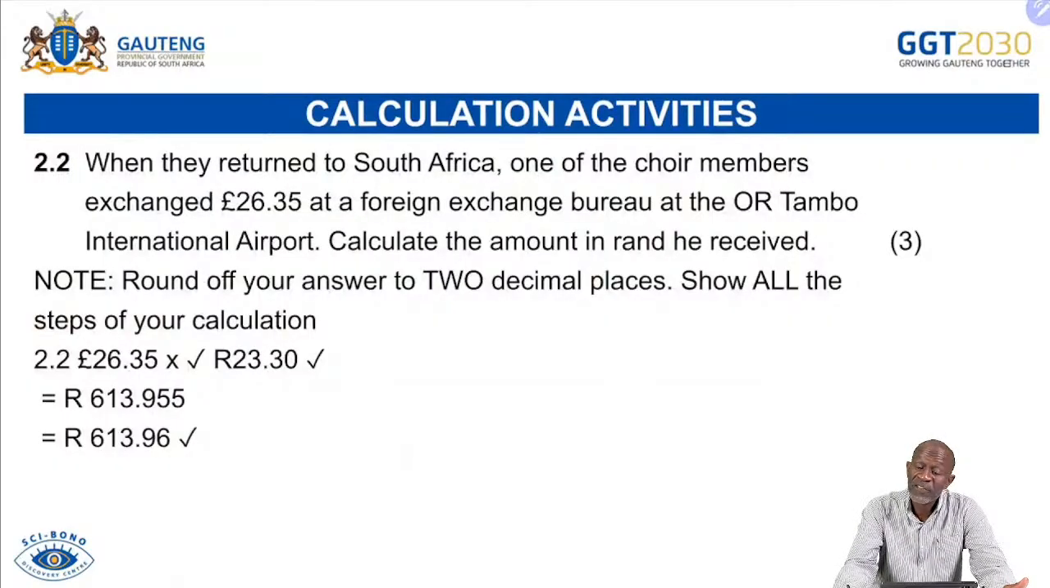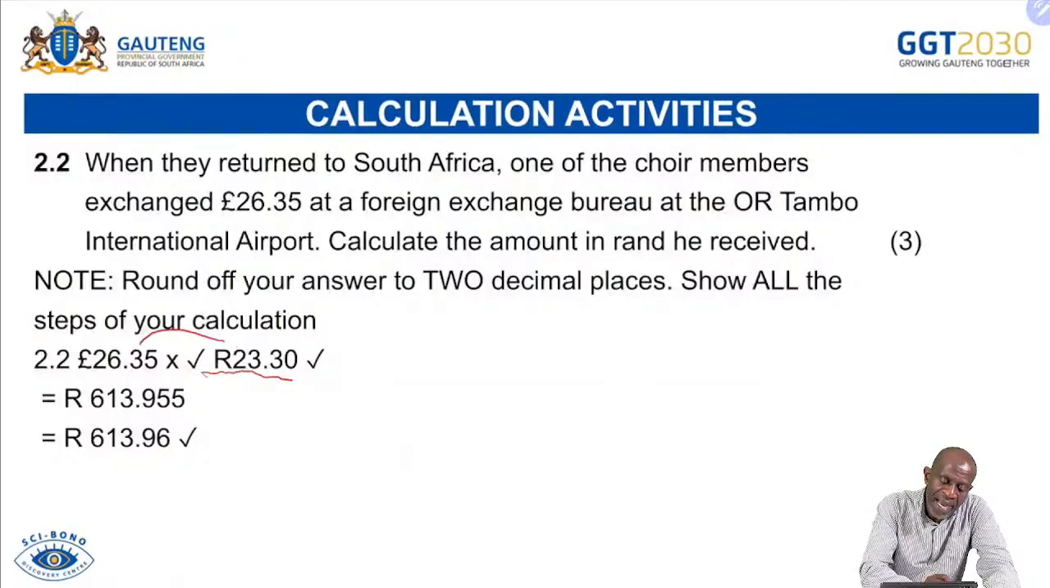When they returned to South Africa, one of the choir members exchanged 26.35 pounds at the Foreign Exchange Bureau at OR Tambo International Airport. Calculate the amount in rand he received. Round off your answer to 2 decimal places. Show all the calculations. So this time the bank is going to use the bank buying rate, because the bank buys foreign currency from this person. Remember that when we change foreign currency into South African rand, we always multiply.